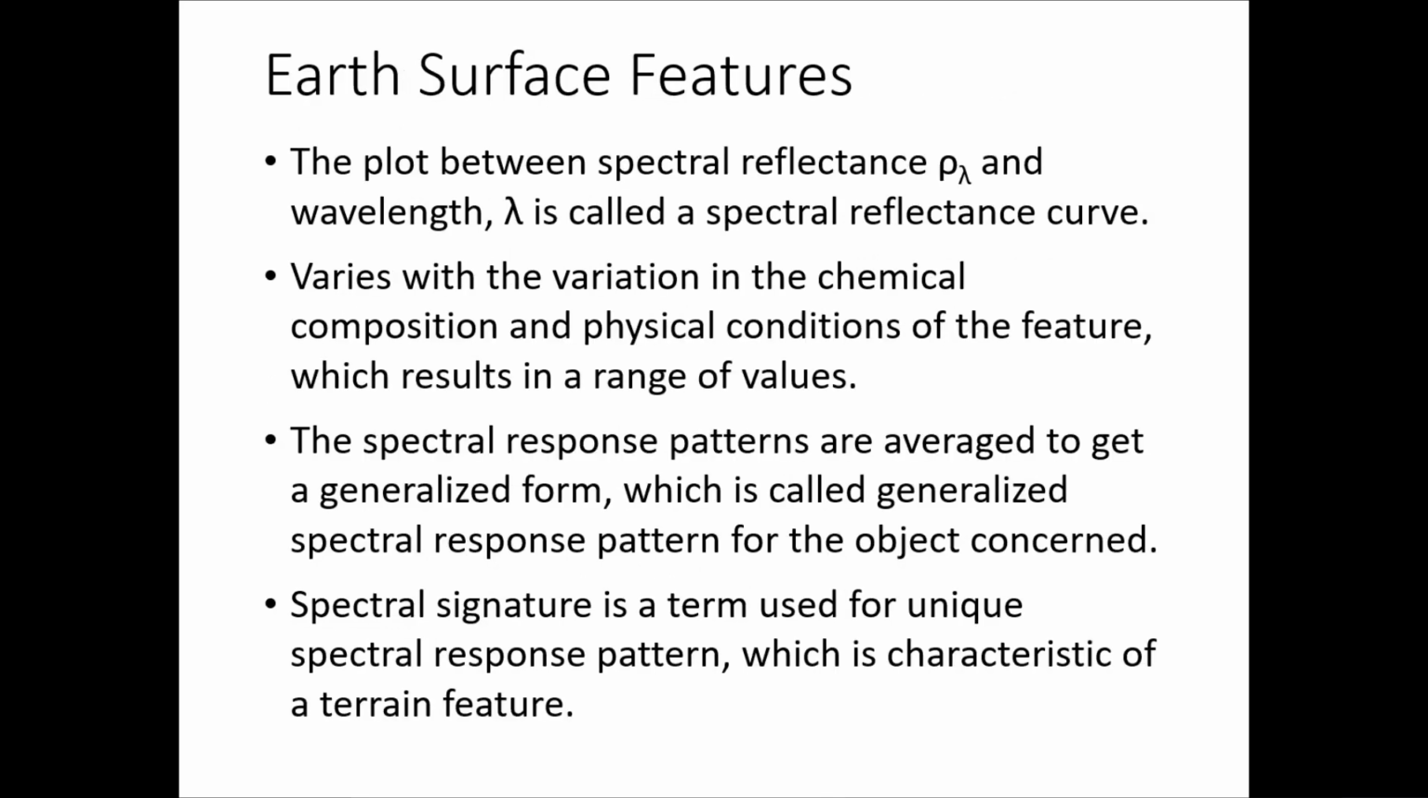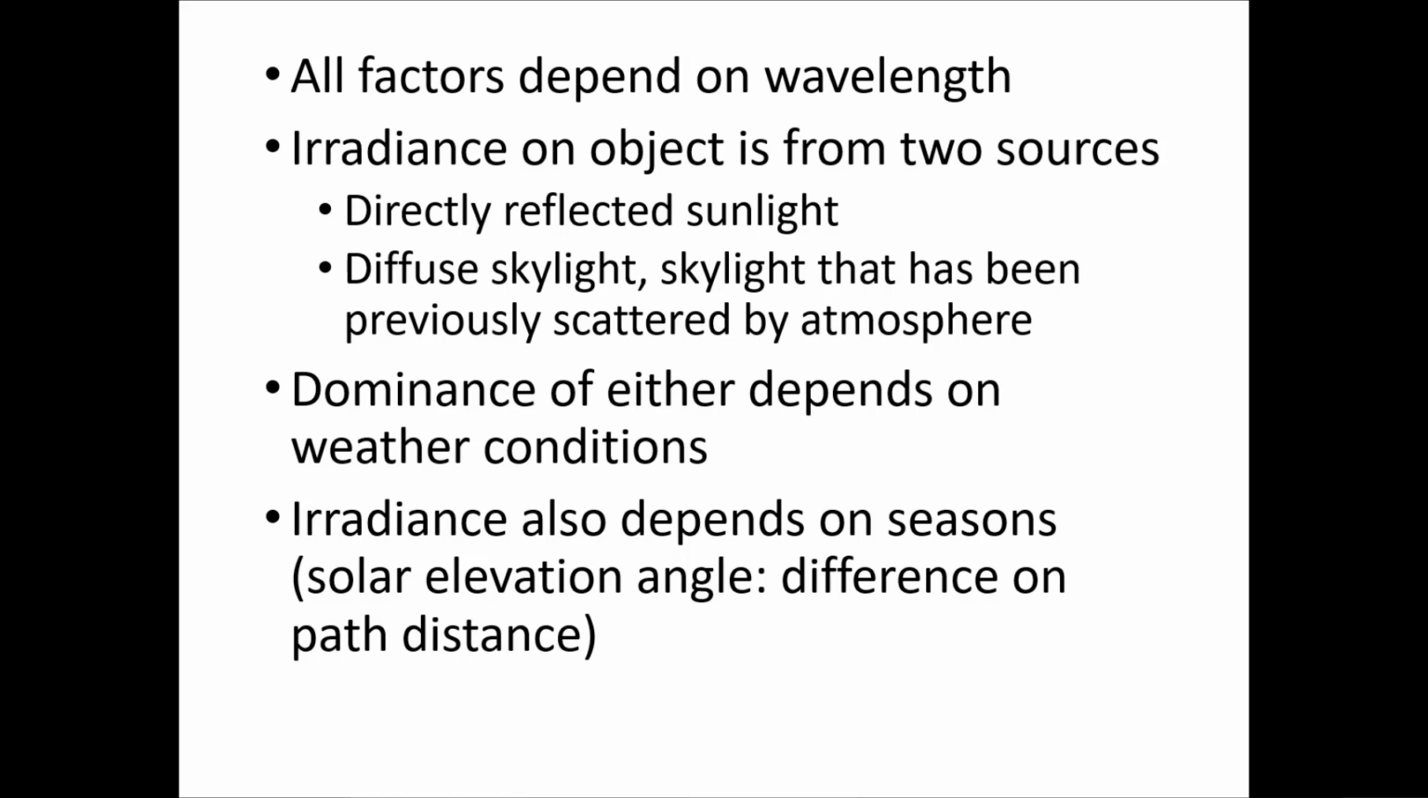So coming to the Earth's surface features. What was the spectral reflectance curve? Different features on the Earth's surface have different spectral reflectance patterns. We saw the spectral reflectance pattern of one feature yesterday, that is vegetation, and we saw how it varies. I hope you understood why leaves look green and why the spectral reflectance pattern of vegetation looked like that. Any doubt in that?